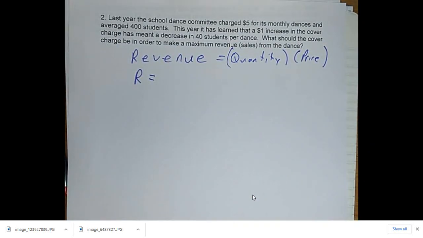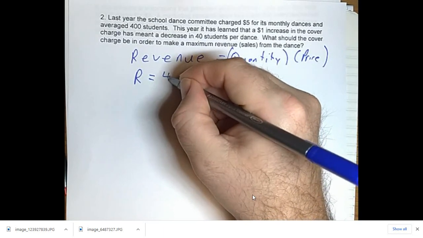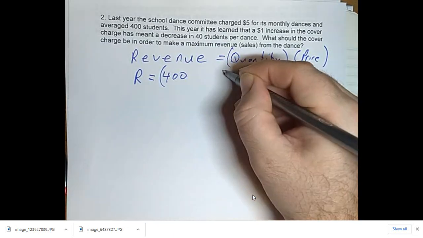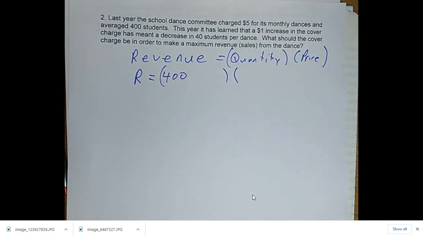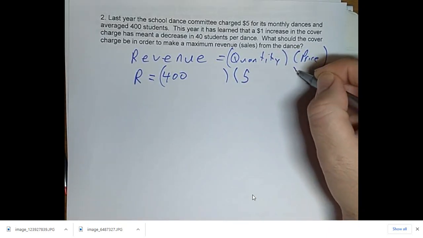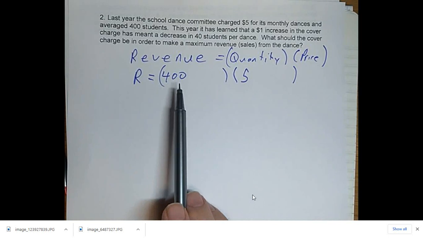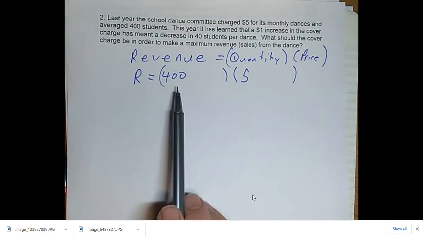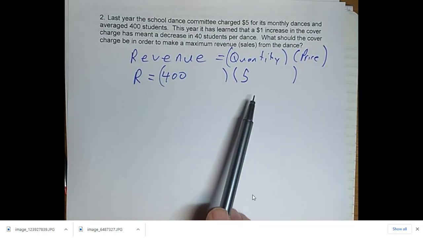Okay, quantity. So let's see how many people. So right now there's 400 students that show up. So it's 400. And the price, the cover charge, is $5 per person. So right now, if we were going to figure out how much they made, it's 400 times 5. So that's like 2,000 bucks they're making.